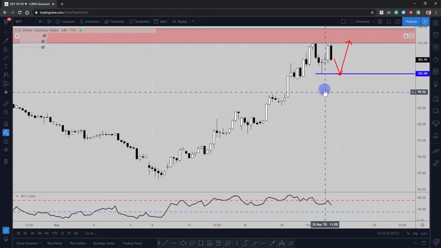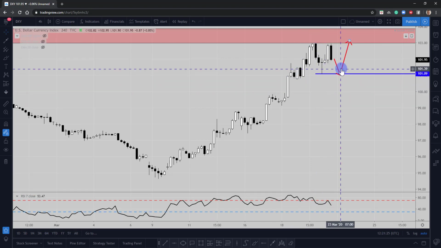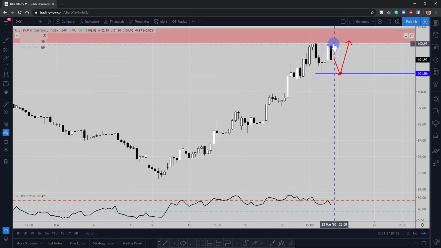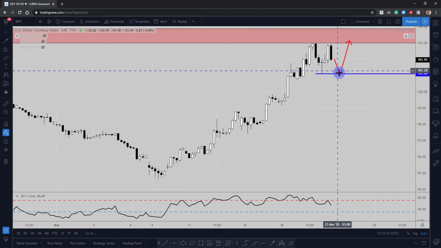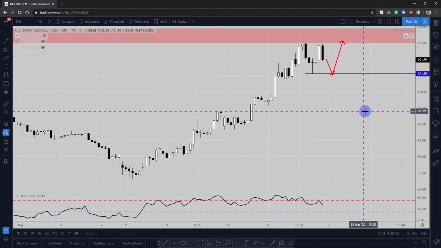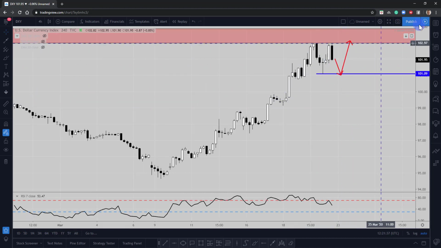So I'm really keeping an eye on this 4-hour area of support and resistance. We've got these highs here at 103 and these lows at 101.09. Keep your eye on those. If the market breaks, look for a trade in the direction in terms of dollar strength or weakness.